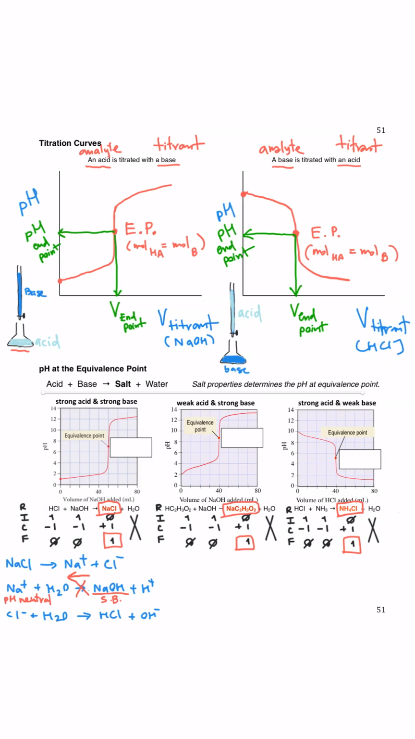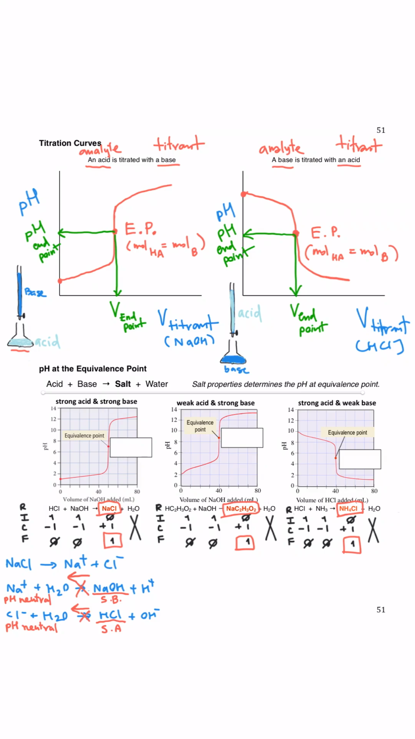Same analysis for chloride ion as well. Chloride ion, when it reacts with water, will become hydrochloric acid and hydroxide ions. And again, hydrochloric acid is a strong acid. It's most likely to dissociate. Therefore, the forward reaction is not going to happen, and in this case, chloride ion will not react with water. Therefore, we say that chloride ion is pH neutral. That means the overall sodium chloride is going to be pH neutral.